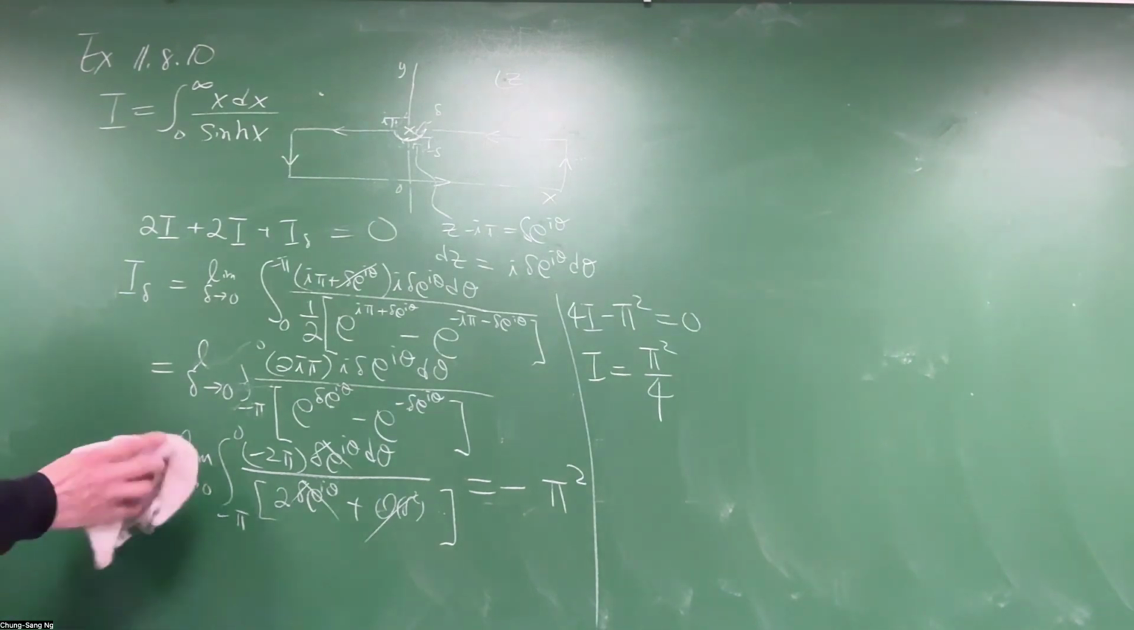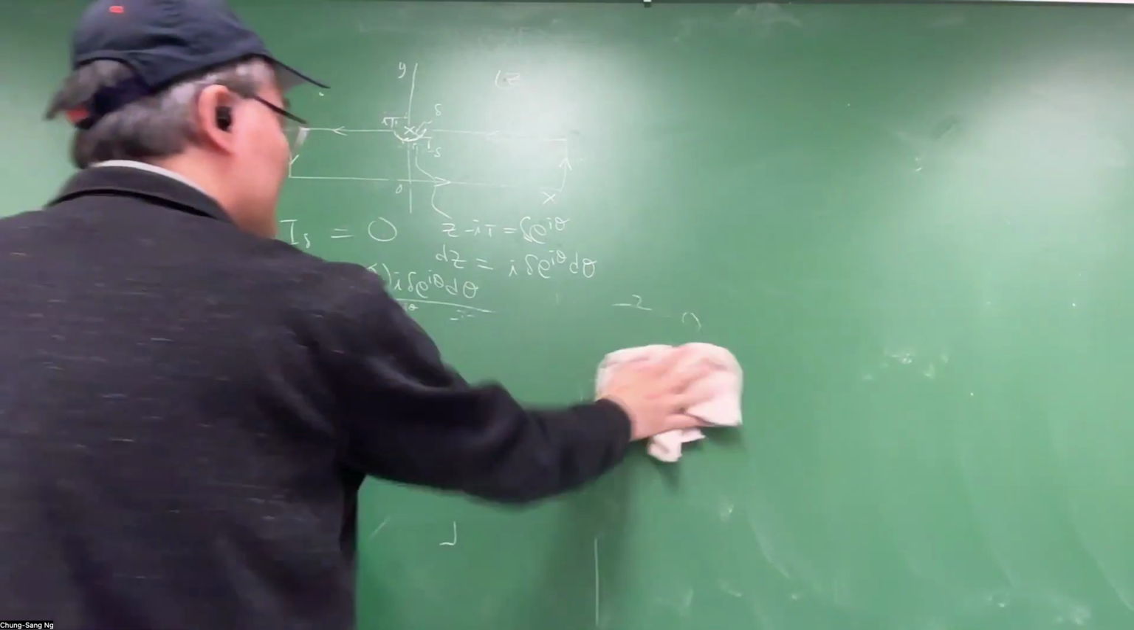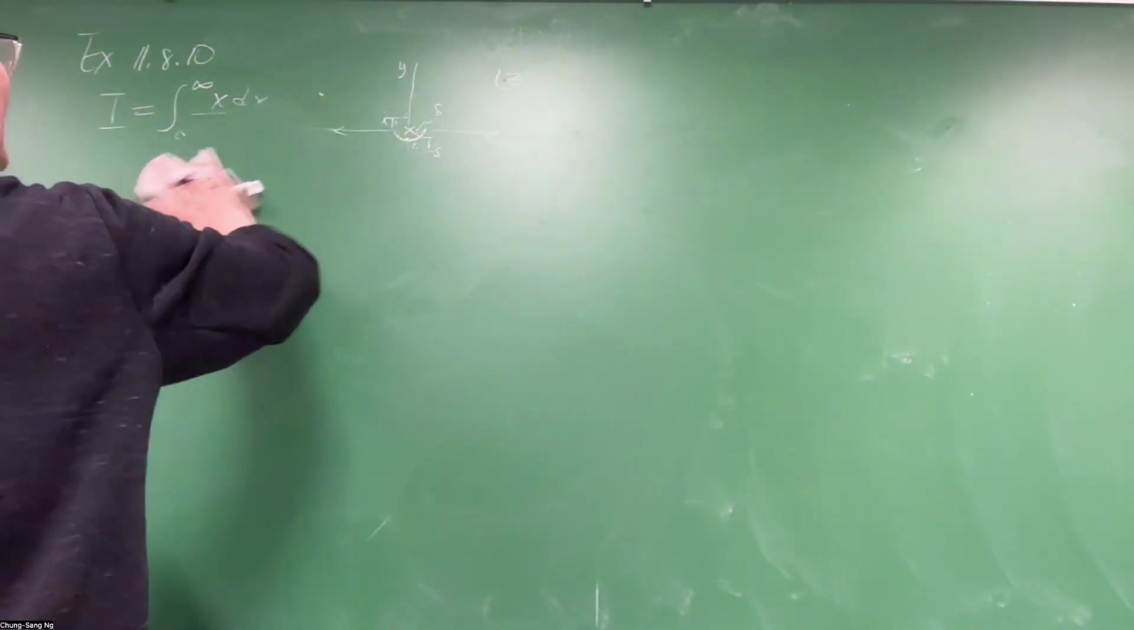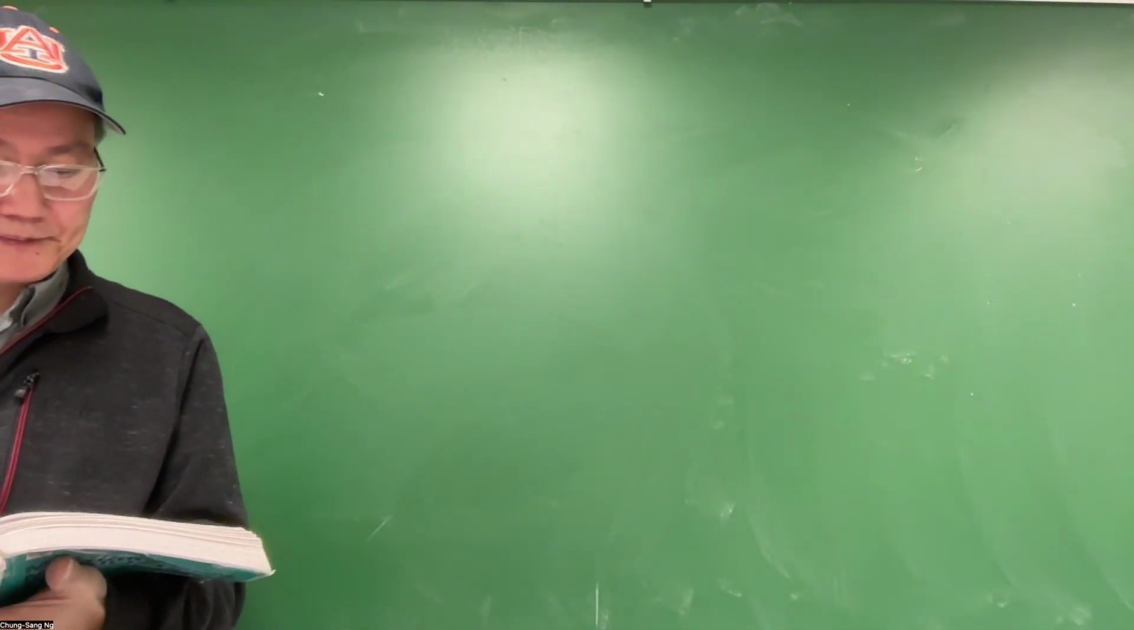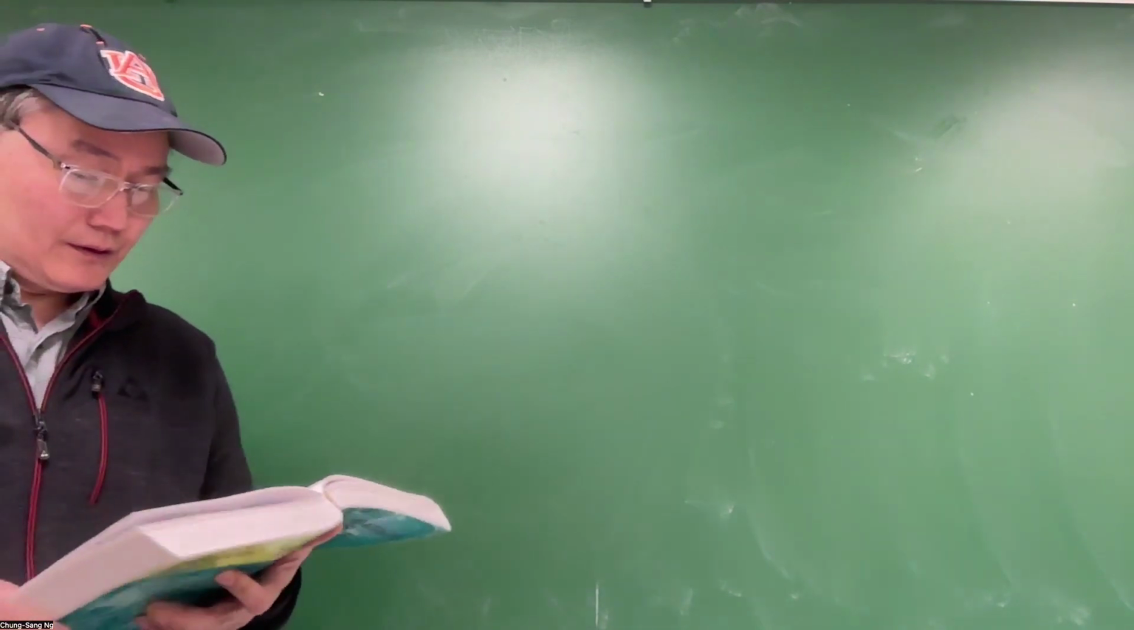So the next section is to use the residue theorem to help evaluate some infinite sum over an integer function. The explicit example here is a sum of this form: the sum from n equals minus infinity to infinity of f sub n, where n is an integer, obviously.